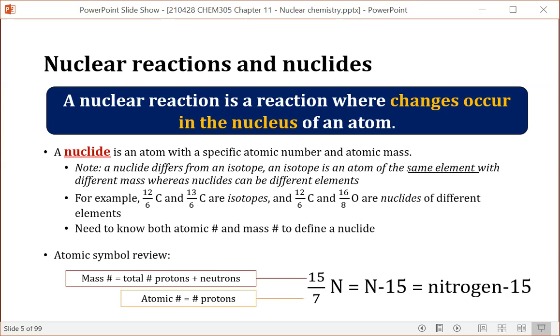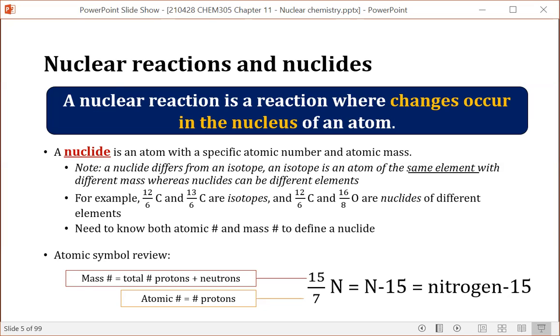So a nuclear reaction is a reaction where changes occur inside the nucleus of an atom. This is different than the chemical reactions we've been talking about in class so far, because so far the chemical reactions we've been talking about involve the transfer or sharing of electrons, like making ionic bonds or making new covalent bonds. Whereas with nuclear reactions, instead of electrons being involved in the core feature of the reaction, the changes are happening actually inside the nucleus. So your number of protons is typically changing.